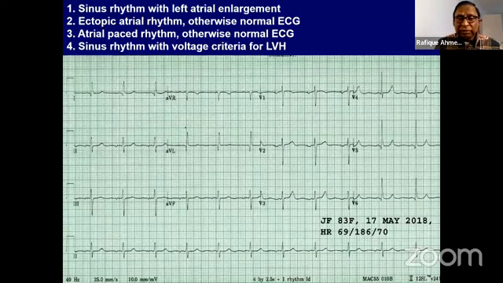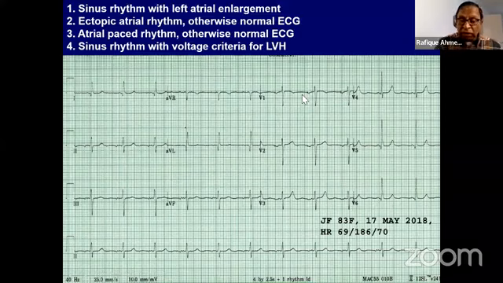How about this one? I think I'm going to go over this quickly. I mean, again, this is the same pattern. It's a little bit more clear. You can see in lead V1, there is a tiny pacing spike. It's so small, it's difficult to see. And that's why you have to pay attention.